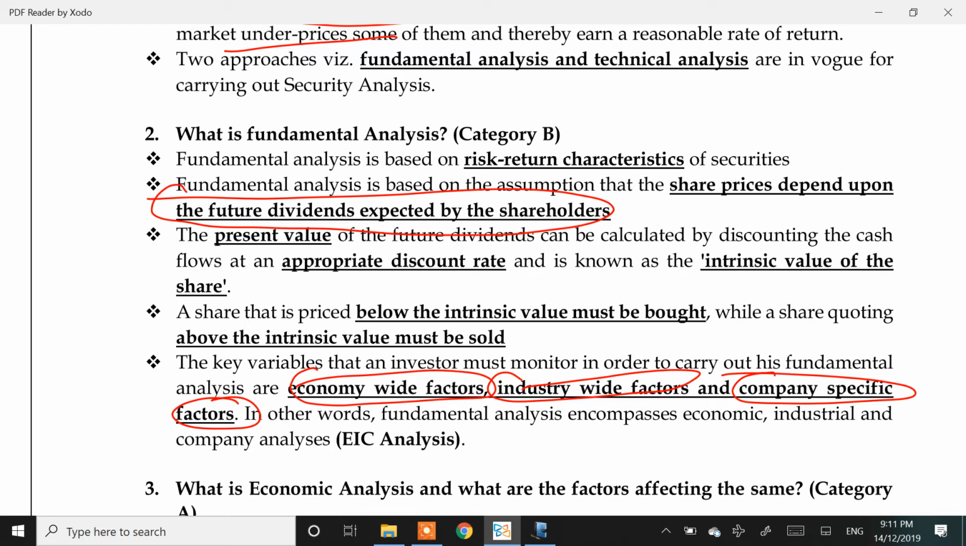Now, my starting point in that is doing an economic analysis, and we will see what economic analysis is and what are the factors which are affecting it. Economic analysis is nothing but trying to forecast what can be the national income, what can be the GDP growth which is going to be there in India.